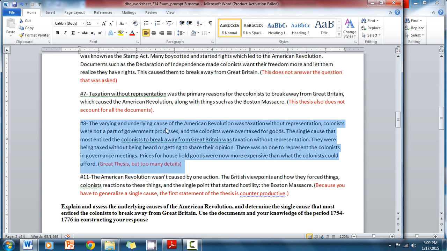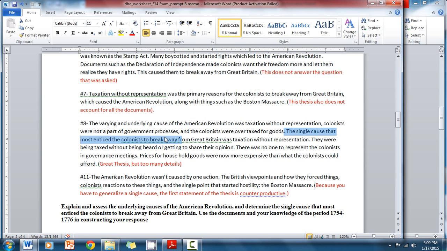Now the next student, student number 8: The varying and underlying causes of the American Revolution was taxation without representation. Colonists were not a part of government processes, and the colonists were overtaxed for goods. The single cause that most enticed the colonists to break away from Great Britain was taxation without representation. Okay, this is actually an excellent thesis. It should stop right here. Like, this highlighted text should be the thesis. That's great. You have covered all required elements.